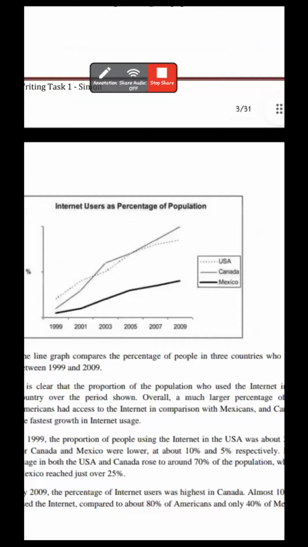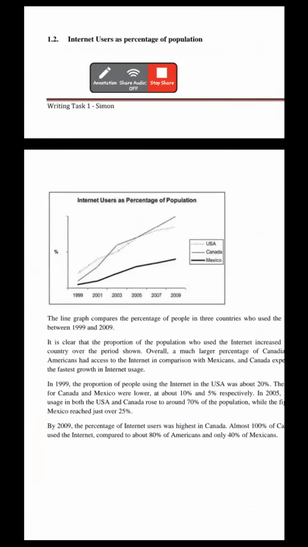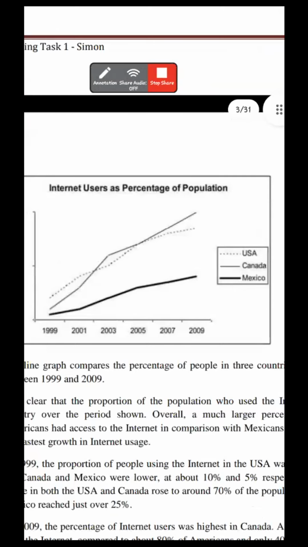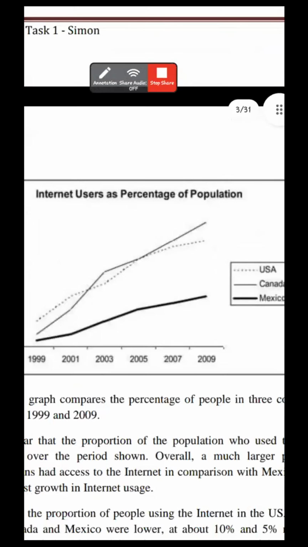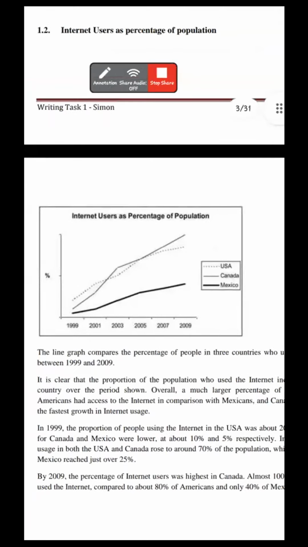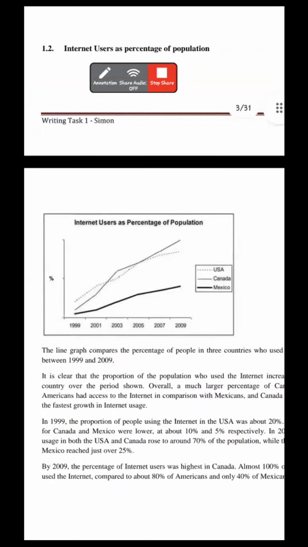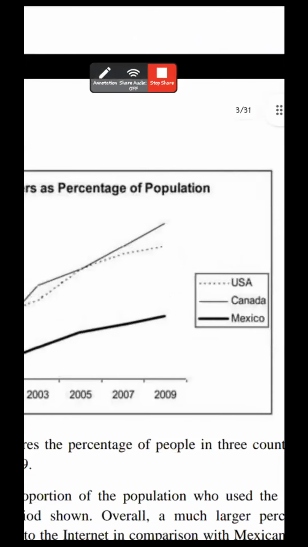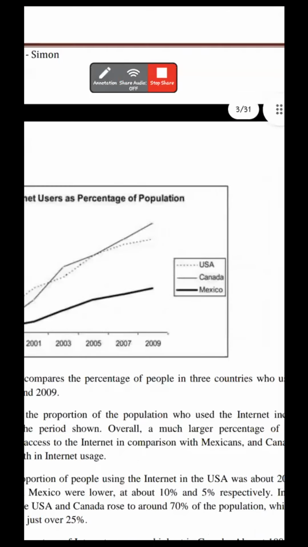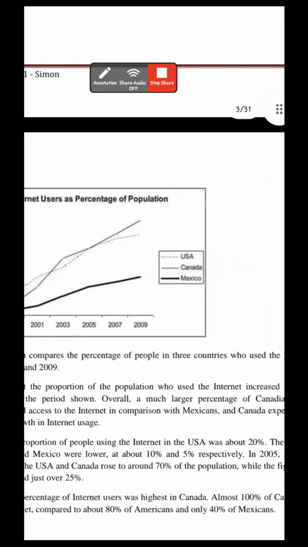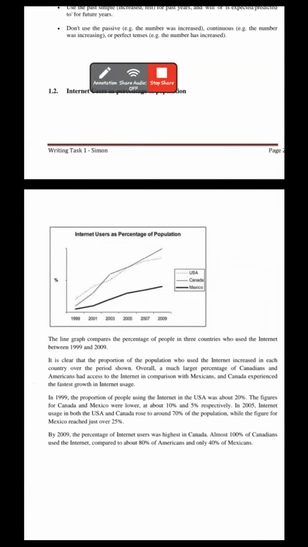The line graph, as you see, compares the percentage. How do you know it's percentage of people? You can see here it's given percentage of population. So population means people. All right, we're talking about people. So percentage of people. You have used a different word instead of population. You have used people in 3 countries, which is USA, Canada, and Mexico, who used the internet between 1999 and 2009.